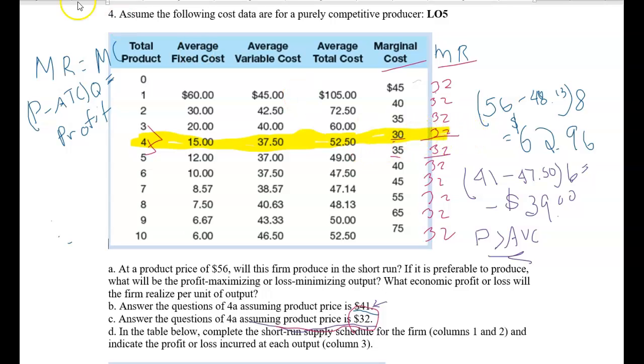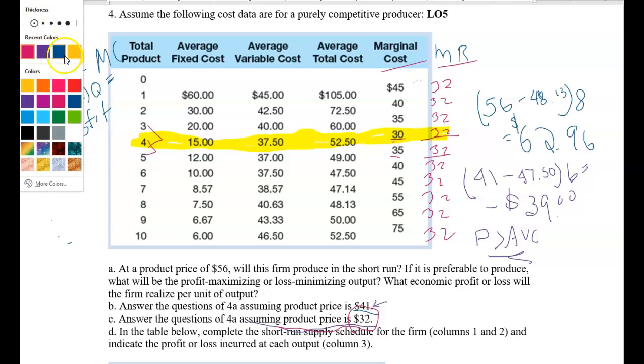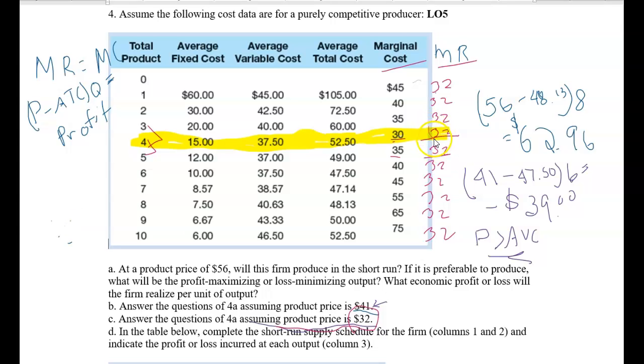Okay, so $32 is going to cover... well, it's not going to cover average total cost. It's not going to cover average variable cost. So this $32 is not enough to cover any cost. So at a price of $32, this firm will not be producing, and it should essentially shut down.